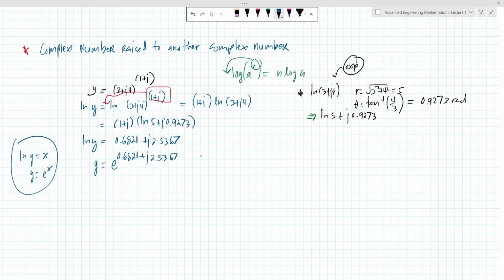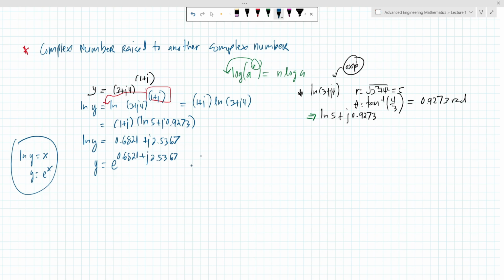Take note of every step. We let the given expression be y. We remove the exponent. We take the natural log of the base 3 plus j4, and then we simplify. And then we revert the equation into its equivalent exponential.